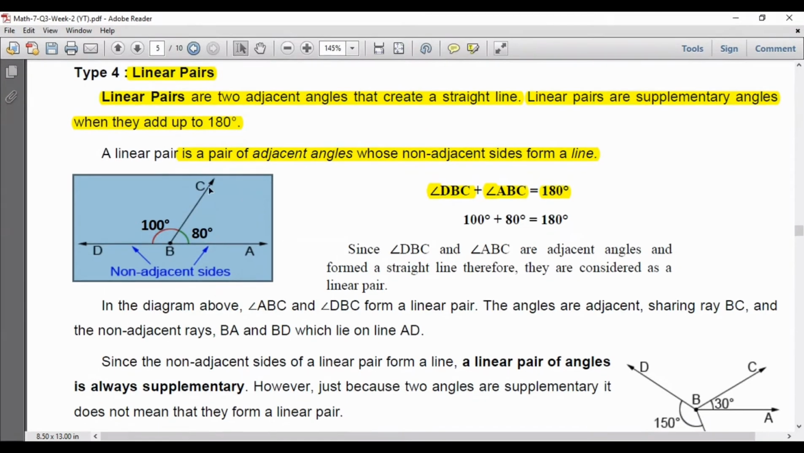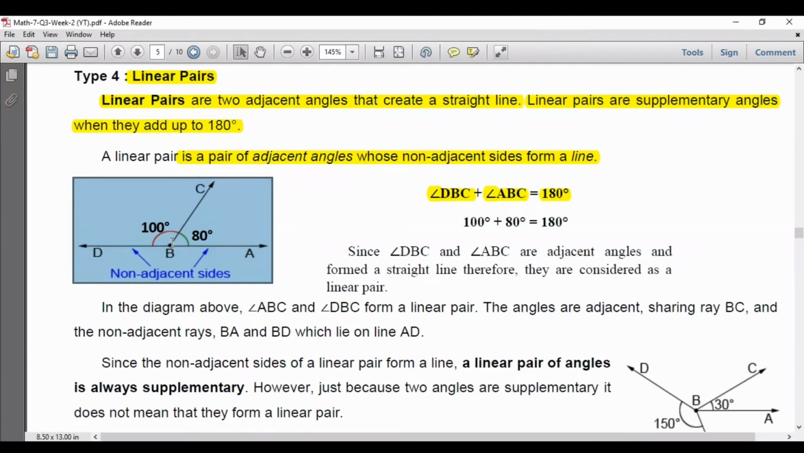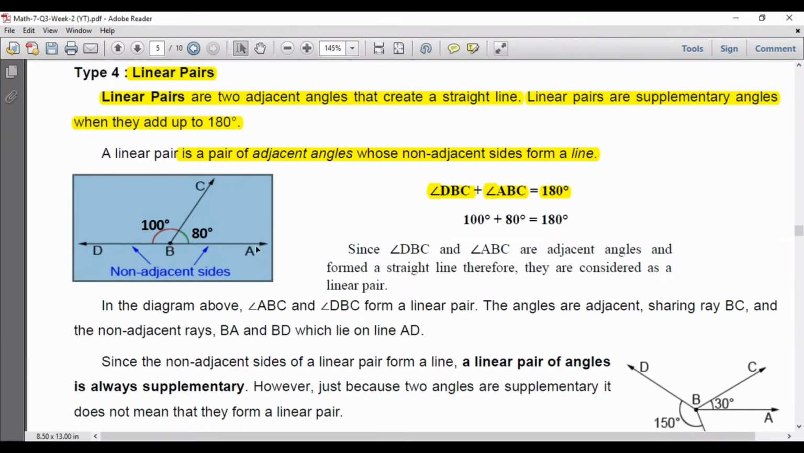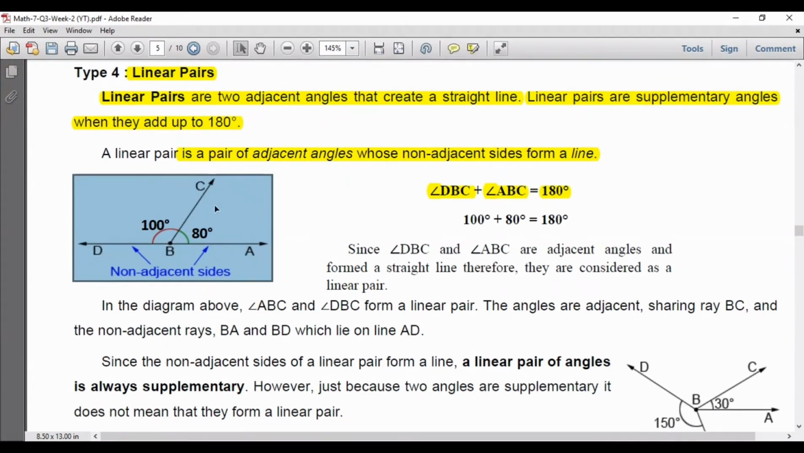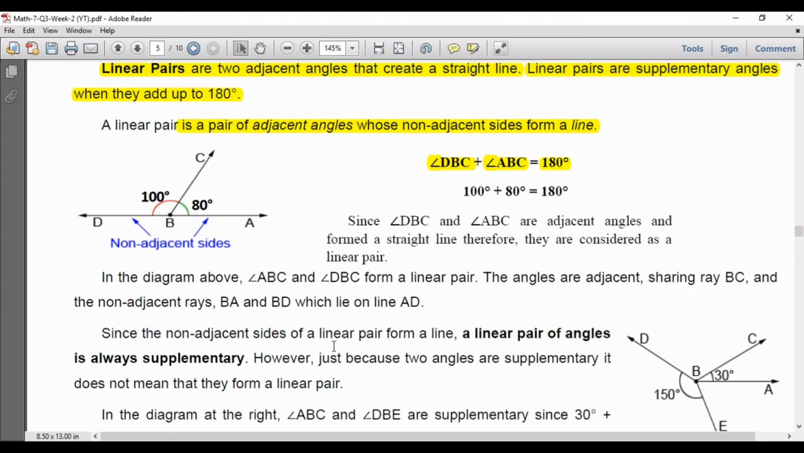Sir, pwede bang sabihin CBA yan? Yes, pwede. CBA. Ang hindi pwedeng itawag dyan sa angle na yun ay ACB. Kailangan yung gitna niya ay yung vertex. Kung 3 points ang ginagamit natin, CBA or ABC, pwede yun. May tinuturo pala yung arrow, no? So this one is the non-adjacent sides. Therefore they are considered as linear pair.